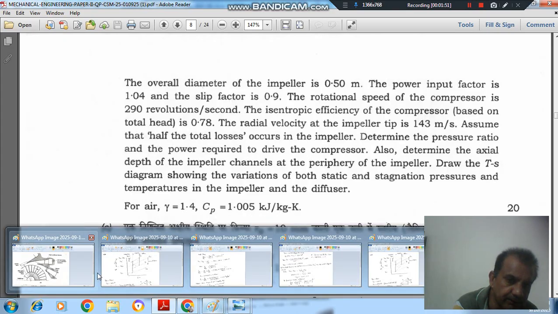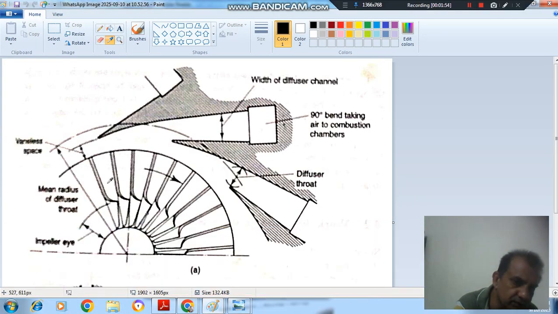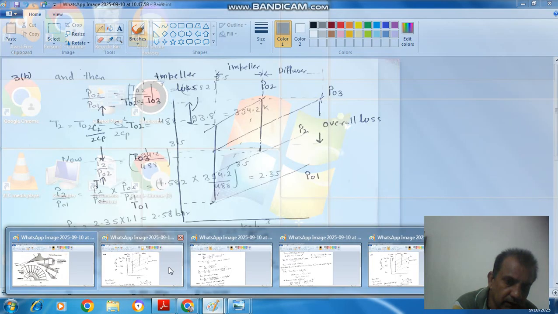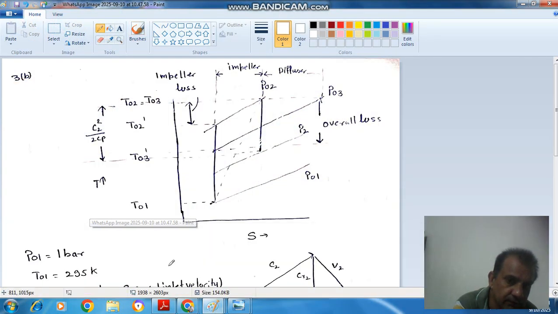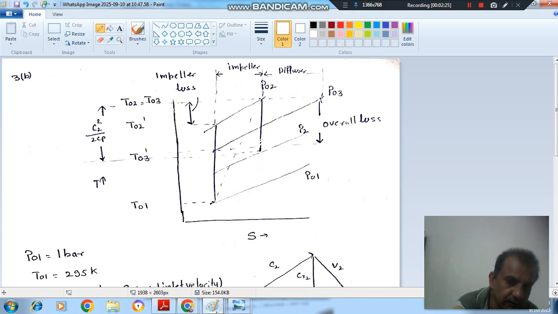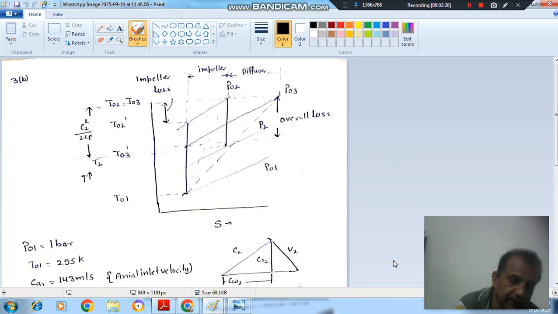So first of all, this is your centrifugal compressor. It has two parts. This one is impeller, this one is diffuser. The impeller has an eye having root diameter and tip diameter, and this is the overall diameter or overall radius of the impeller, and this is your diffuser. In the two parts the pressure rise is occurring. So first we will consider the impeller and draw the TS diagram for both impeller as well as diffuser.